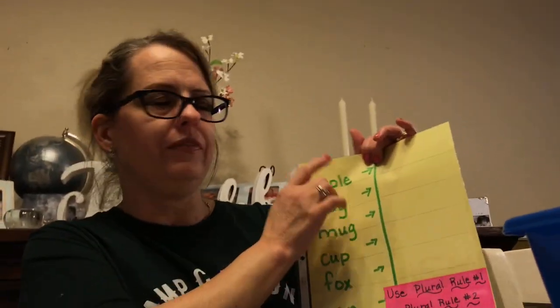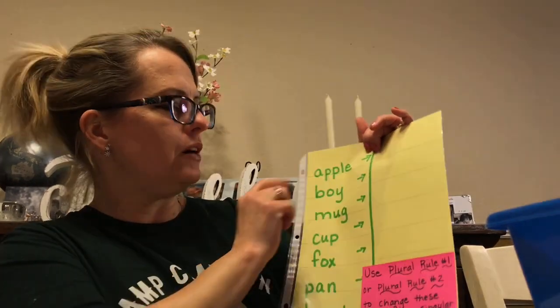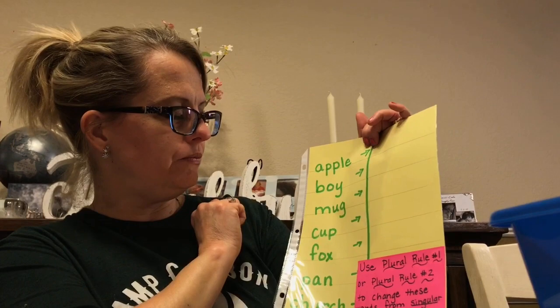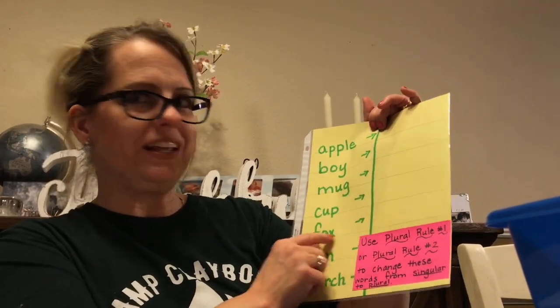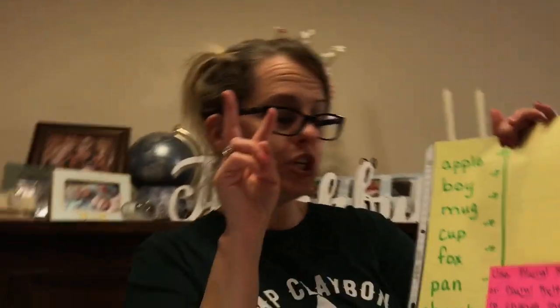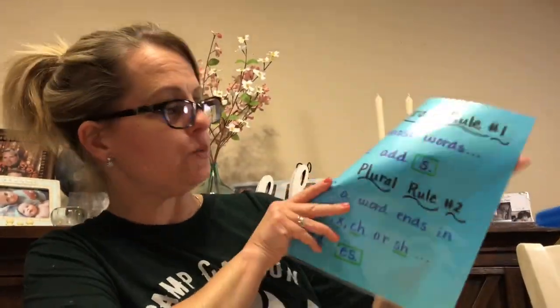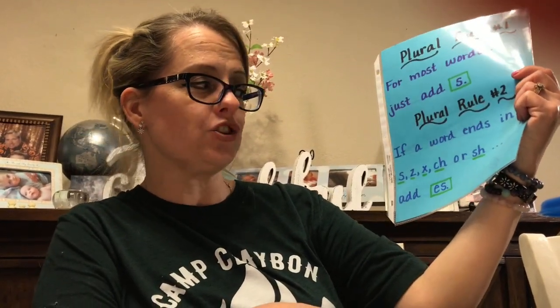But if you can't think of some, I have apple. If I changed apple, what would it be? Apples. Boy would change to? Boys. Mug would change to? Mugs. Fox. Ooh, it ends in X. That means rule number 2. You can always look here because this will be in the station as well. If a word ends in S, Z, X, CH, or SH, you will add ES. So I have some words here.